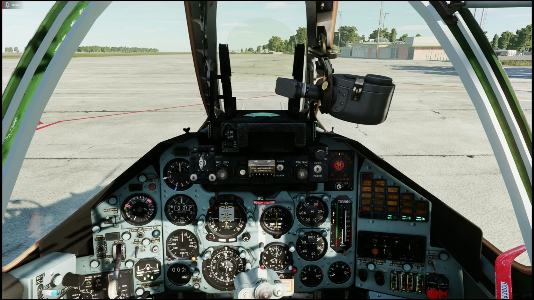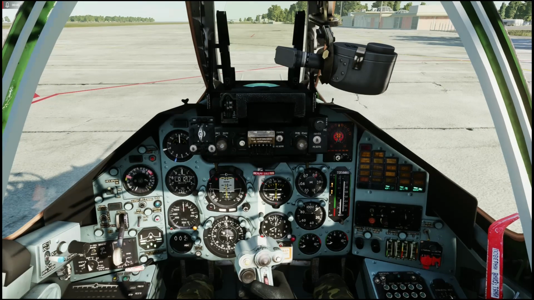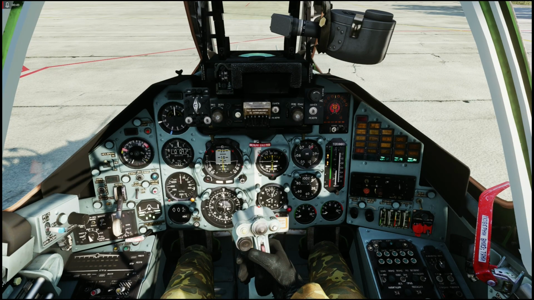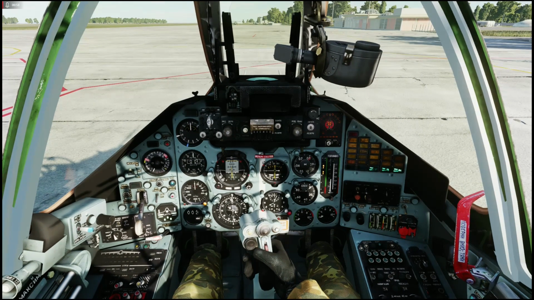So we have started up, or turned on the electrical power in our Su-25. We're going to check the theory here on the ground because it is much easier. When you start flying, there's a lot of things to keep track of.